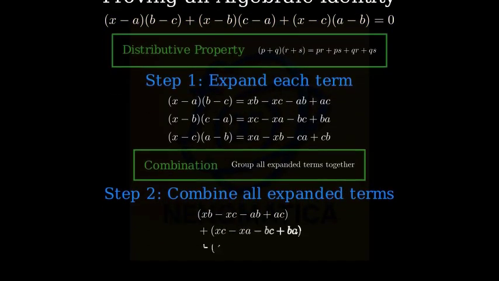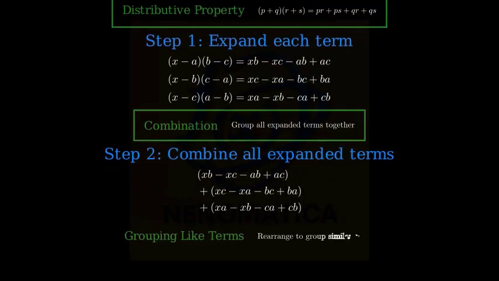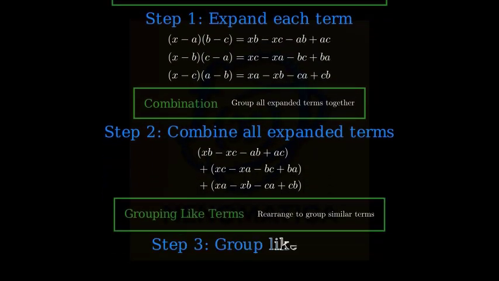So we get x times b minus x times c minus a times b plus a times c, plus x times c minus x times a minus b times c plus b times a, plus x times a minus x times b minus c times a plus c times b. Now, let's group like terms together. We'll rearrange this expression to group terms with similar variables.